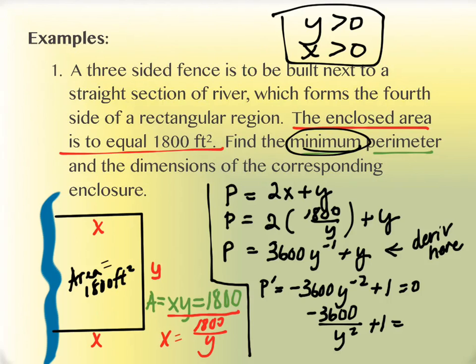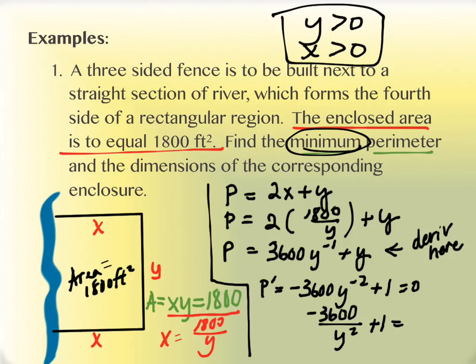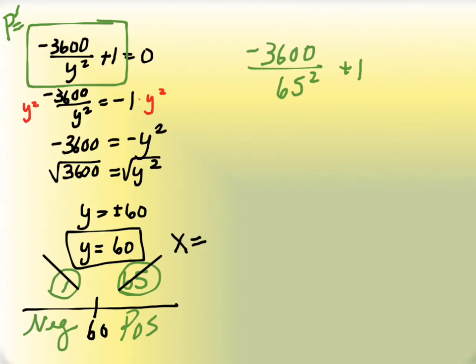But we need to answer the question. It says find the minimum perimeter. Right now we found the y value. And then we also need to find the corresponding enclosure, the dimensions. So what am I going to find? If y is equal, we found y is equal to 60, what is x going to be? Let's start there. 1800 divided by 60. That's what x would be. So what is 1800 divided by 60? It is 30. So x is 30.